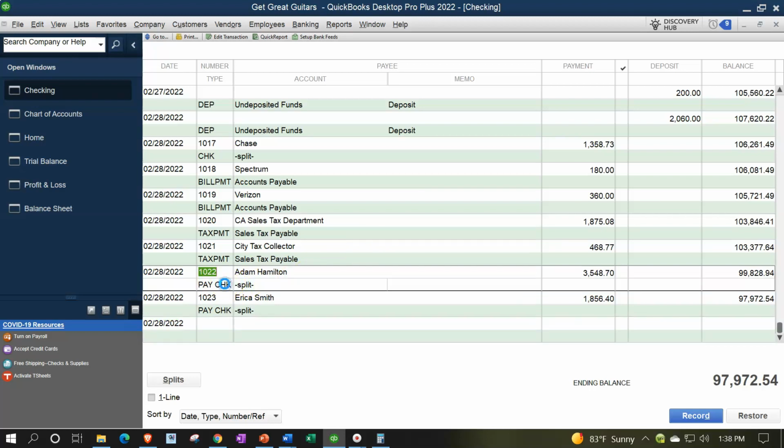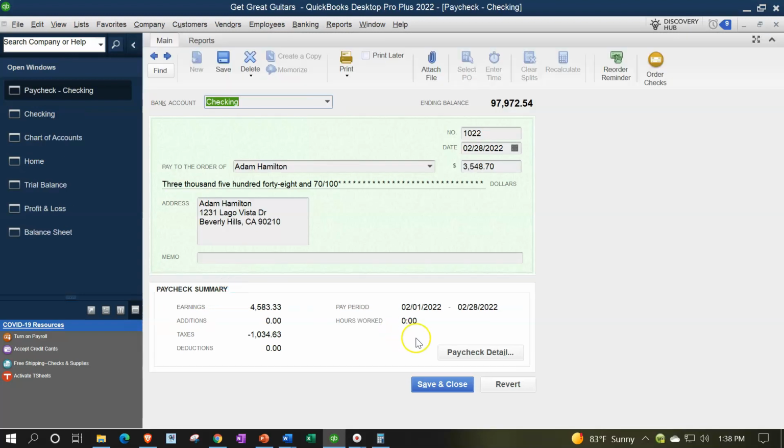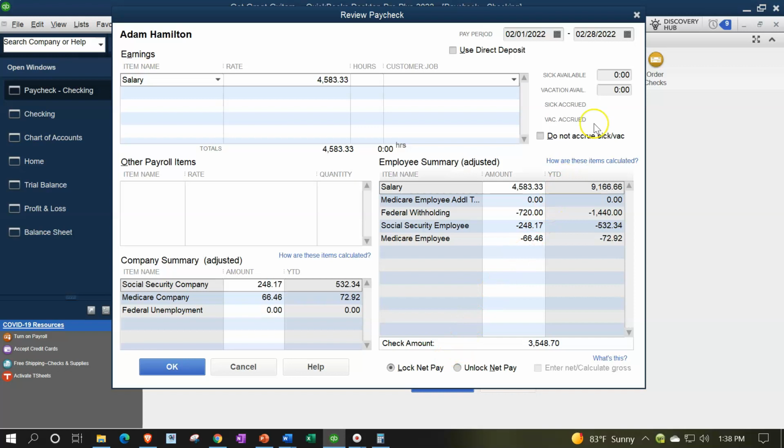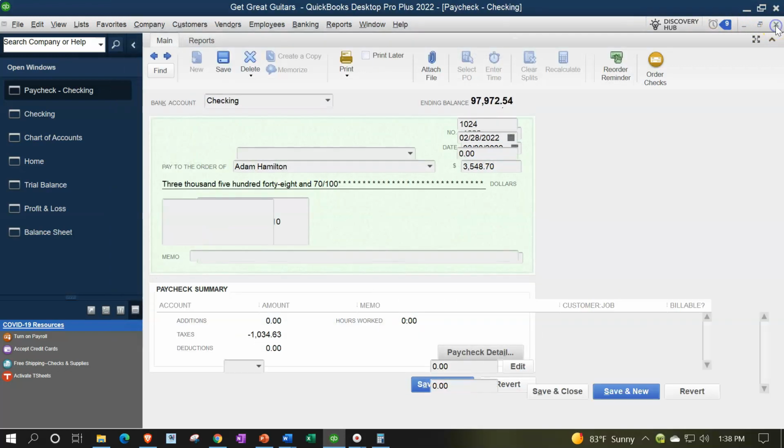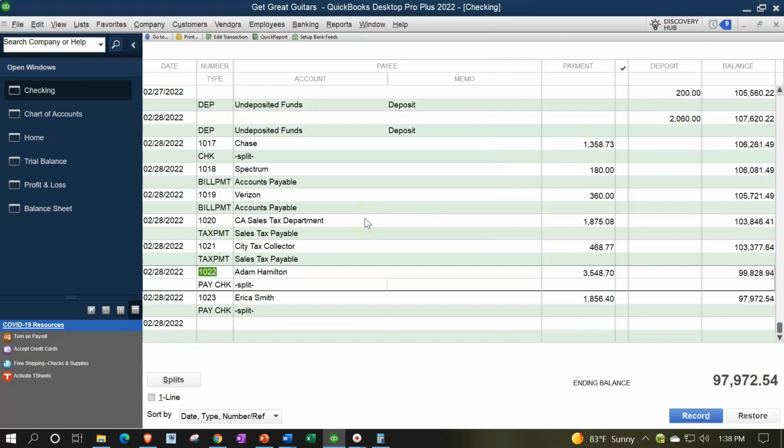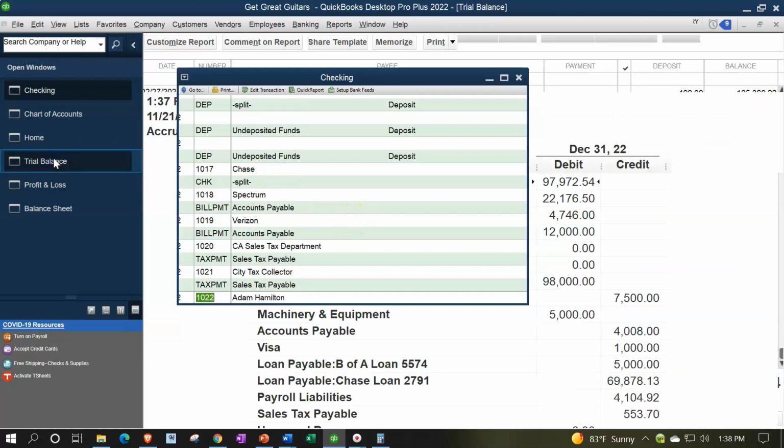And if you click on the little paycheck thing, then it takes you to the paycheck detail. Now, note you don't usually want to be adjusting paychecks, so you can't change them. You have to void them normally if you want to make a change and process the payroll again. And then we can go to the trial balance and see what happened here.